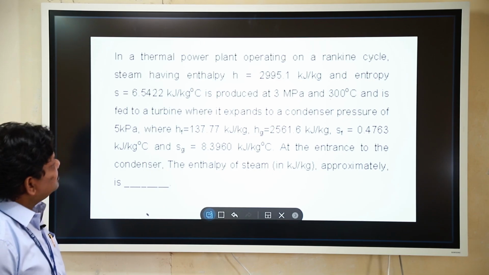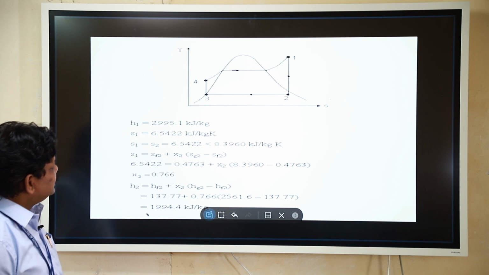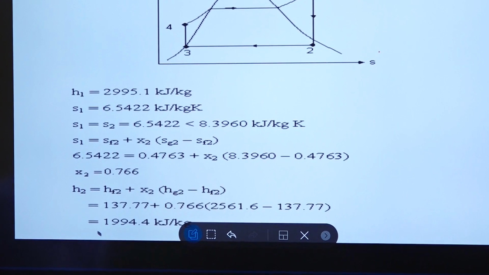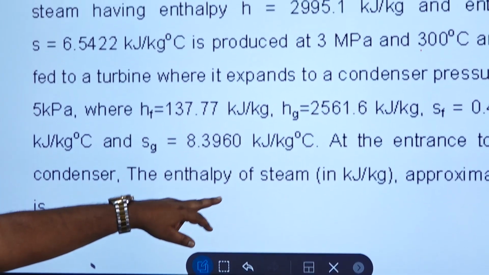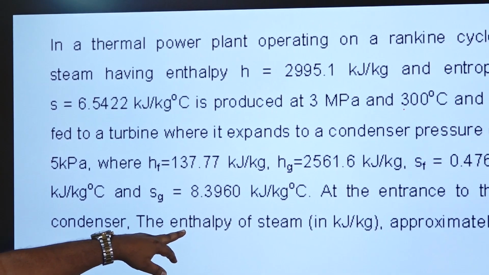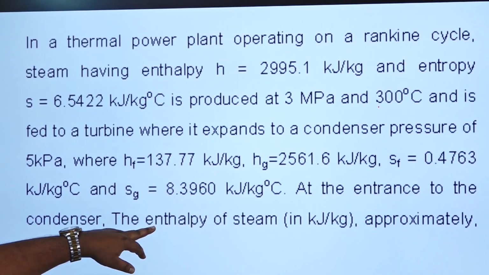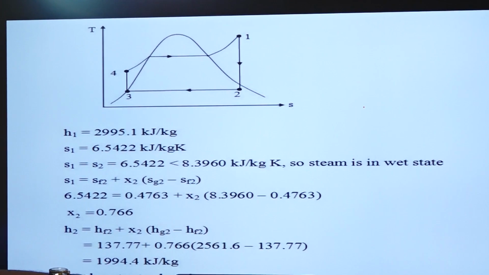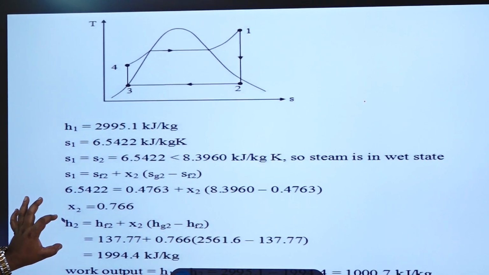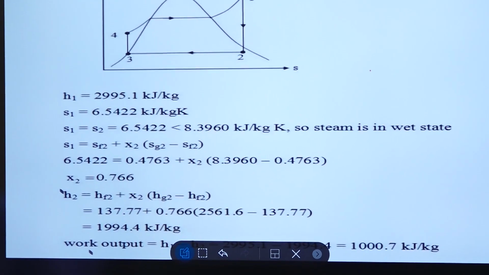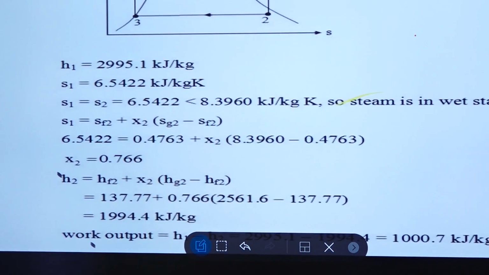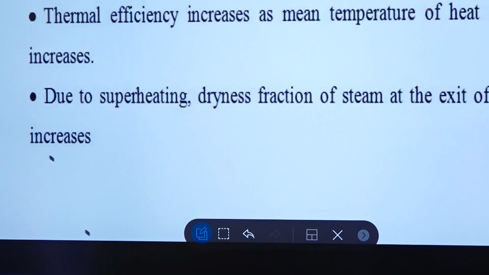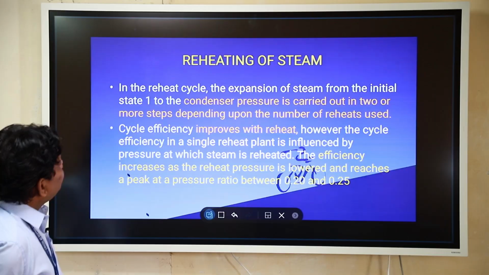So this is a similar problem, the same as the previous one. The question is to find the value of enthalpy of the steam. Here, you determine the value of work output, but you are going to find only the value of the enthalpy at the exit condition, that is, at the exit of the turbine. The same problem which is given here.